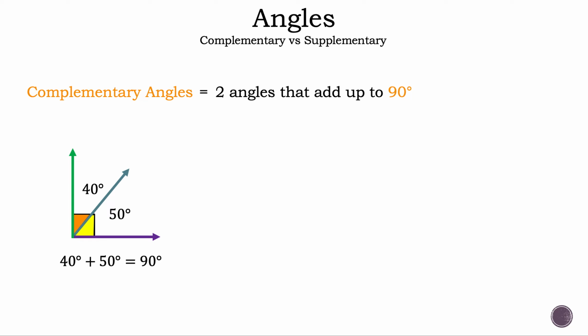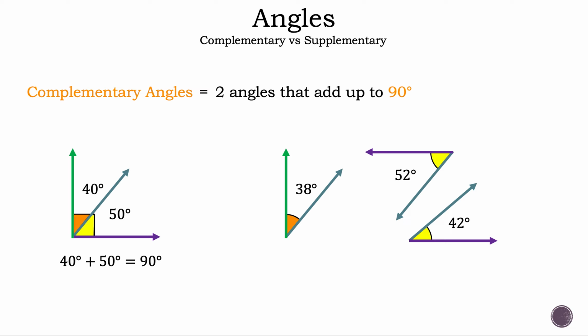Now, what do we think happens if the two angles are not adjacent? Do we think that any two angles can be complementary? Let's find out. Let's draw three angles. Here we have angles of 38 degrees, 52 degrees, and 42 degrees. Do we think two of these angles are complementary? If yes, which two?